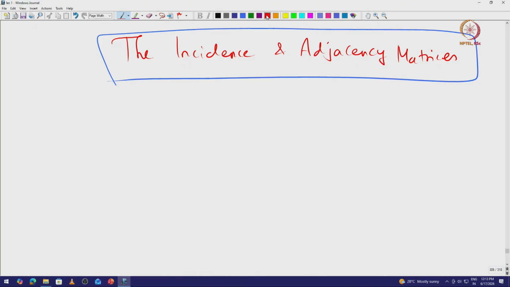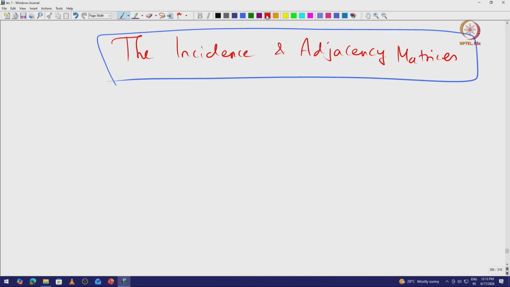Welcome back everyone. In this lecture we will continue with some basic notions of graph theory. So first I will start with how to define the incidence matrix and adjacency matrix of a given graph. So let us fix some notations.